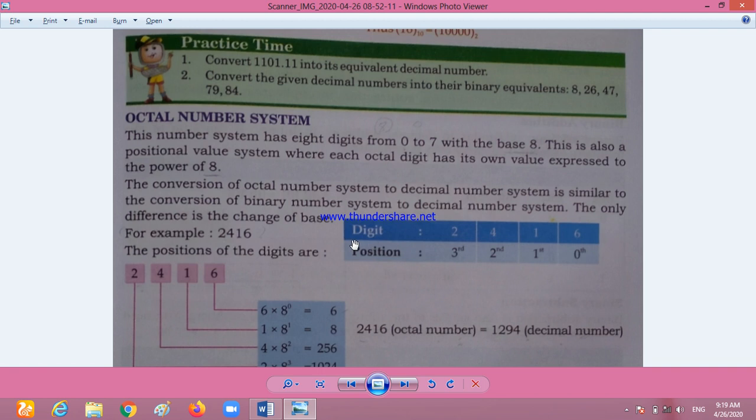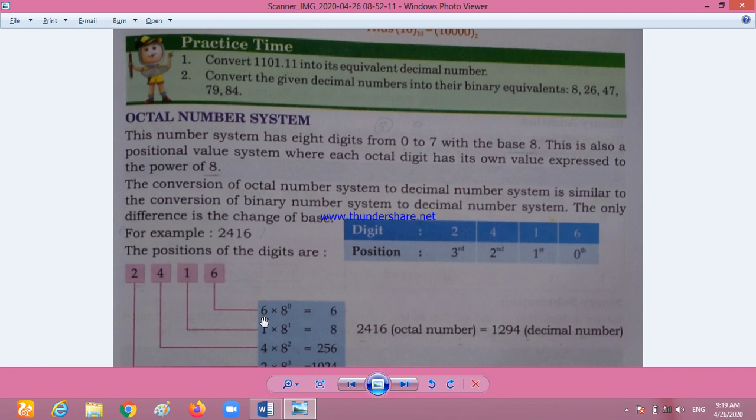Now in the octal number system, we have the number 2416. We convert 2416 into a decimal number. The octal number is converted into a decimal number. This is our octal number, and we convert it into decimal. How can we convert this one? Every digit is multiplied by a power of 8, like the ones, tens, hundreds, thousands places. The first position is 0, second is 1, third is 2, and the last one is 3.